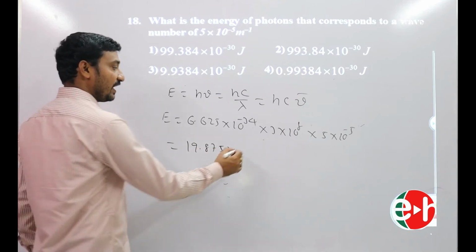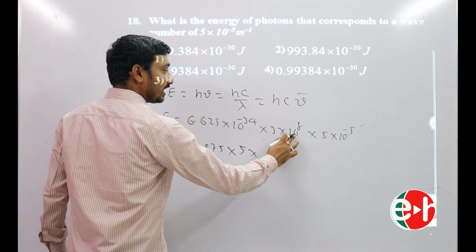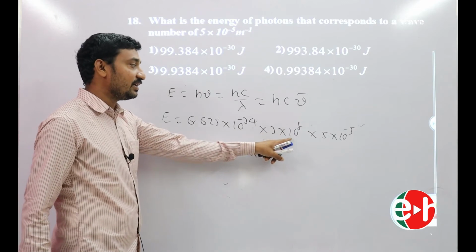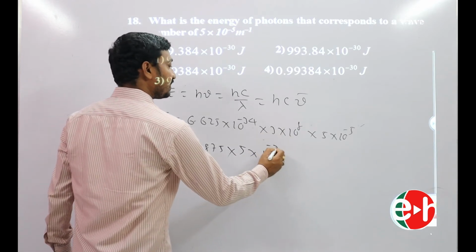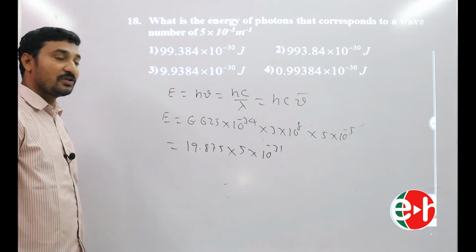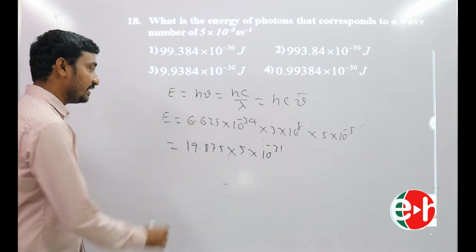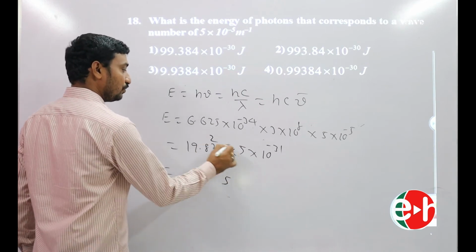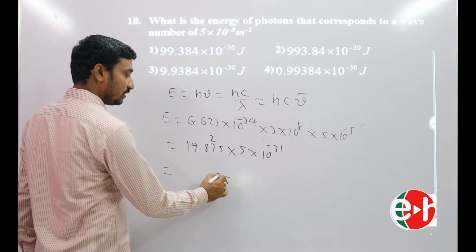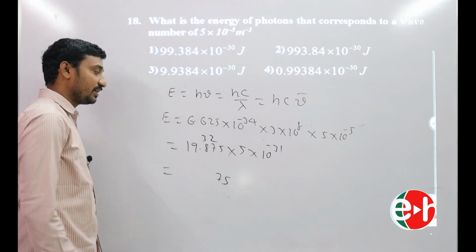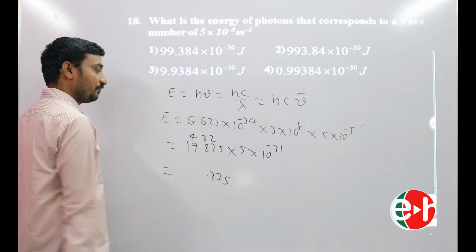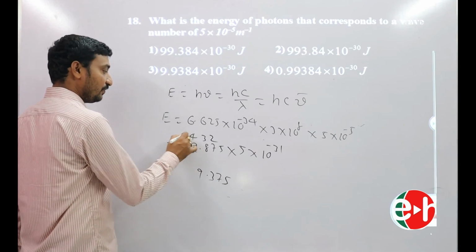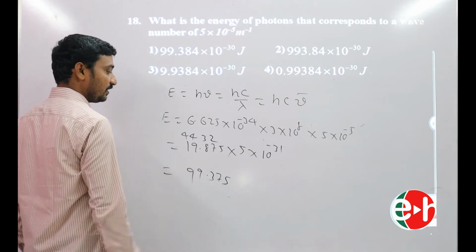19.875 into 5 into 10 to the power of minus 34, 10 to the power of minus 5, 10 to the power of minus 39. So 10 to the power of minus 39 and here 10 to the power of 8, so 10 to the power of minus 31. Multiply with 5: 5 5s are 25, 5 7s are 35, 37, 5 8s are 40, 43, 5 9s are 45 plus 4, 49, 5 1s are 5 plus 9.